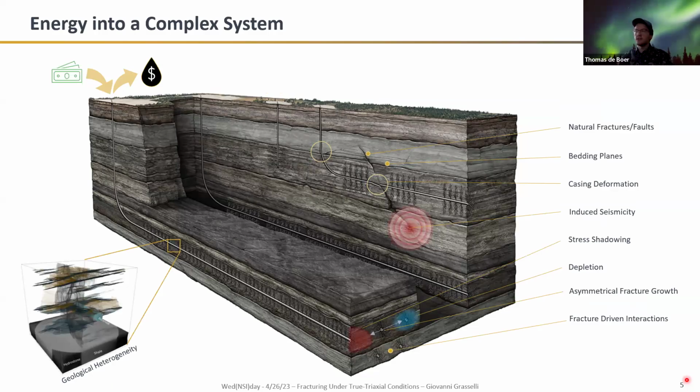However, this subsurface system is not simple. We have things like natural fractures, pre-existing faults. We have bedding planes that may serve as slip surfaces. We can have induced seismicity on these pre-existing faults, and we can also have things like casing deformation, where the subsurface moves in a way that causes our casing to be constrained, constricted, or in the worst case, actually broken.